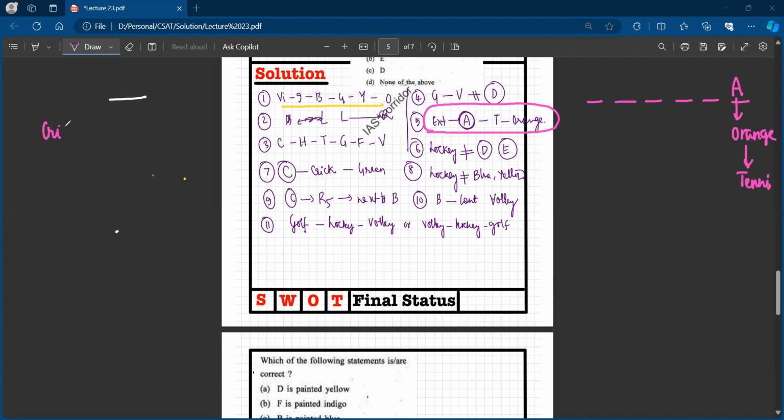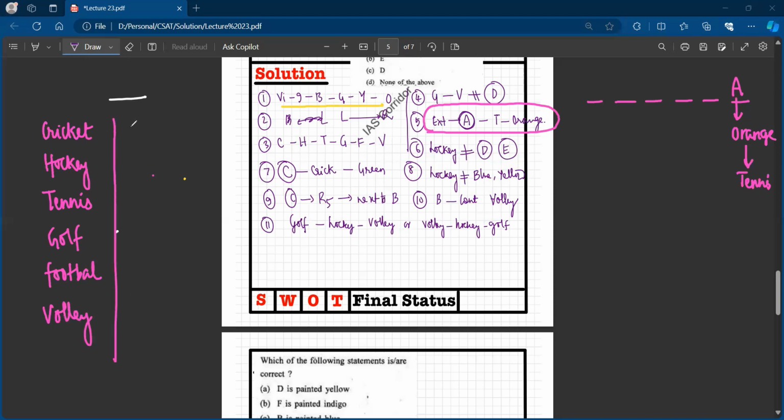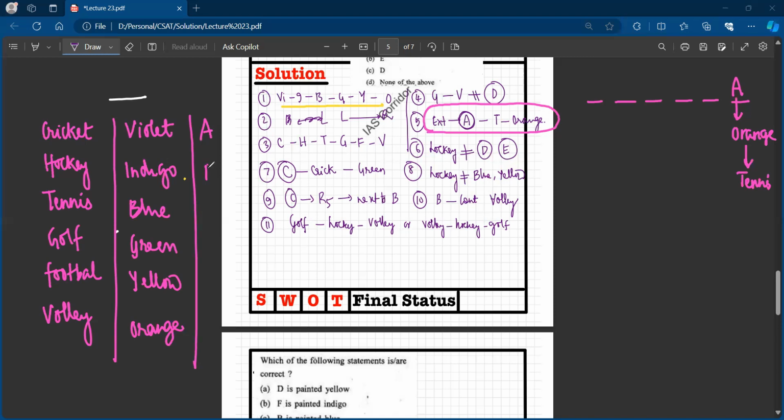We have cricket, hockey, tennis, golf, football, volleyball. What are the colors available? Violet, indigo, blue, green, yellow, orange. What are the codes available? A, B, C, D, E, and F.